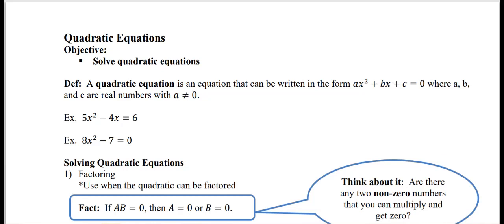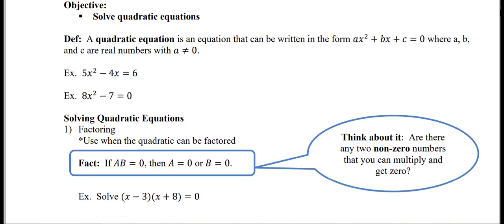First, we have to define what a quadratic equation is. So let's go ahead and do that here. A quadratic equation is an equation that can be written in this form right here: ax squared plus bx plus c equals 0.